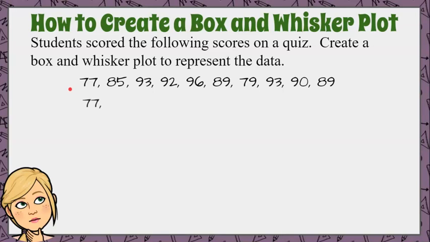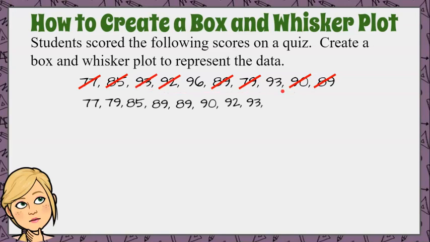We're going to start with 77. Cross it out as I use it so I don't use it again. Now I'm going to look for my next lowest value, and that would be 79. Keep going. We're looking for our next one, which is 85. Then we have 89, and it happens again, so I have to list it both times because that's 2 different students that scored 89. Then I have 90, 92, 2 students scored a 93. Here's one. Here's the other. And then I have a student who scored 96. So here are my 10 student scores in order from least to greatest.